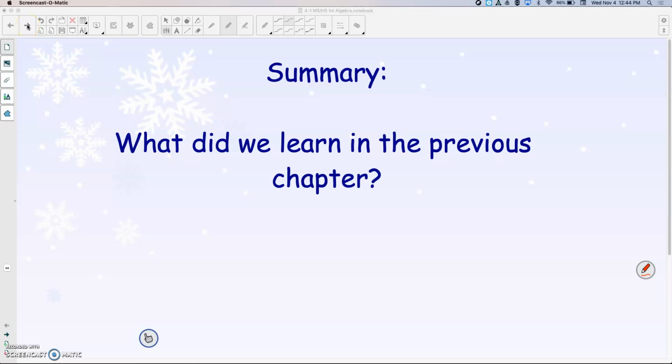Our summary slide, the question asks, what did we learn in the previous chapter? So please think about what we learned back in chapter 3 and try to come up with some ideas. You can always look back at your notes if you don't remember.